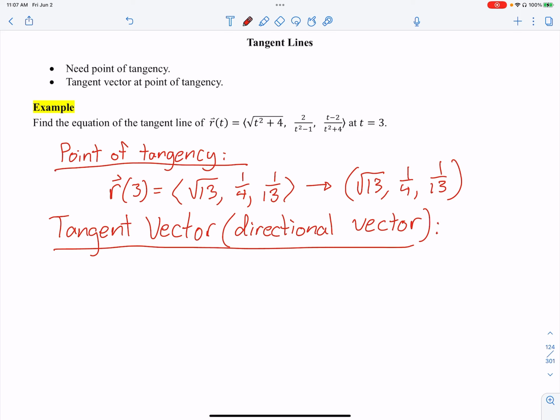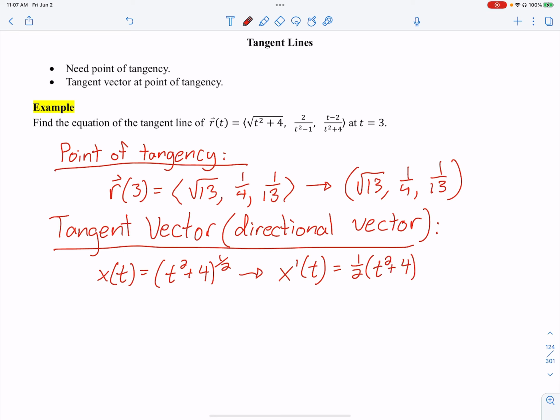So I have r prime. I just need to identify each one, and take my derivatives. x prime is, I'm going to go ahead and change this to t squared plus 4 to the 1/2. That tells me x prime of t. I use the chain rule. So the 1/2 comes down, I leave the inside, I lower the power by 1, and then I times by the derivative of the inside, which is 2t.